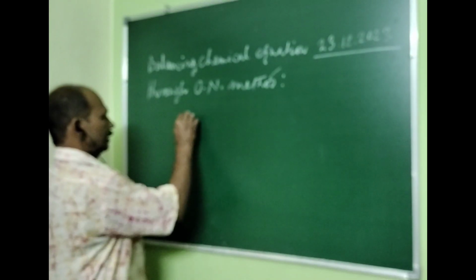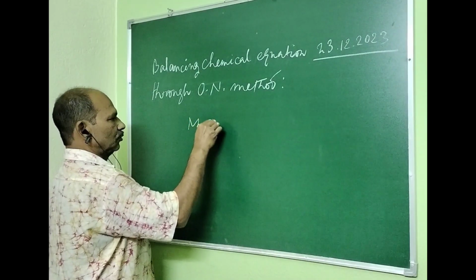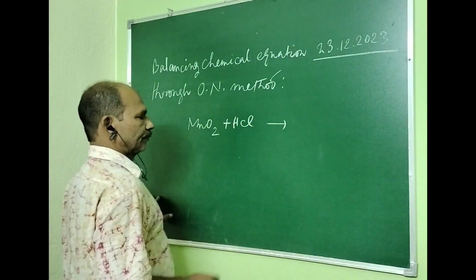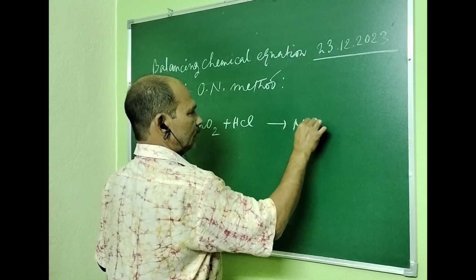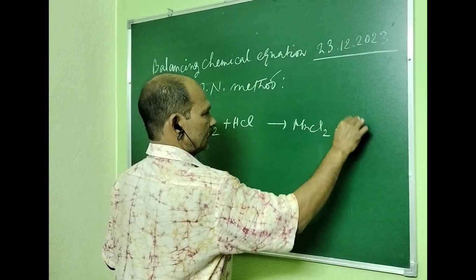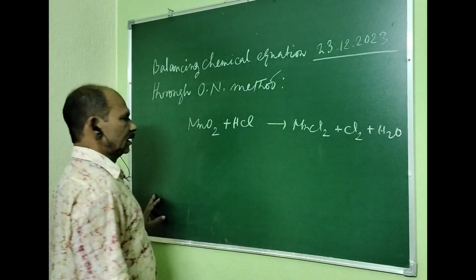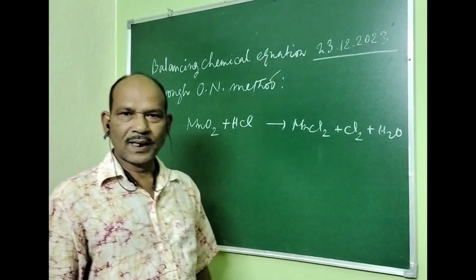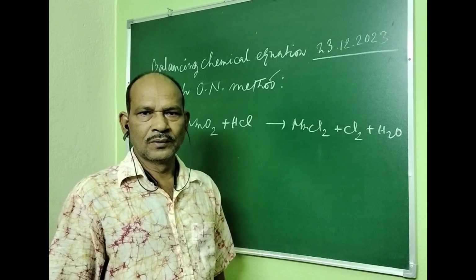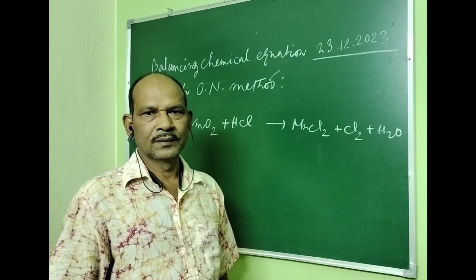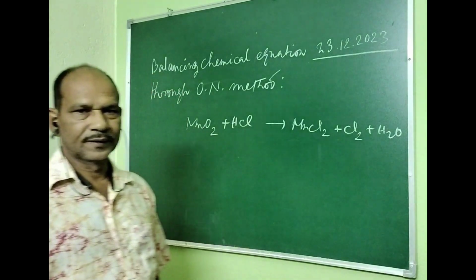Suppose the reaction is, I have taken a reaction MnO2 plus HCl gives MnCl2, Cl2 plus H2O. Here you see, you have to find out which element is involved in the change of oxidation number.